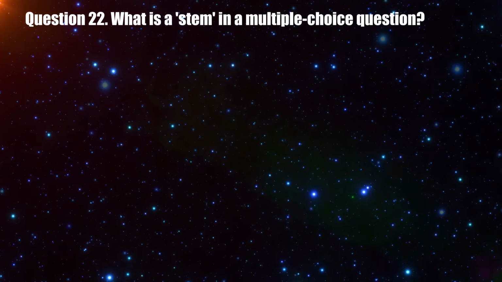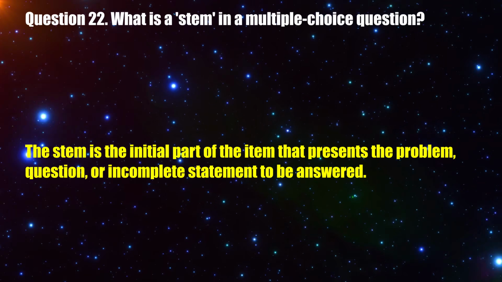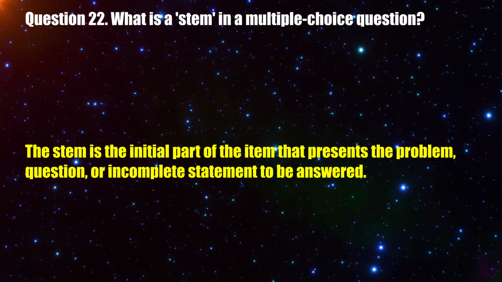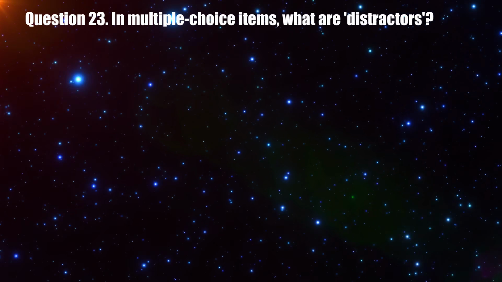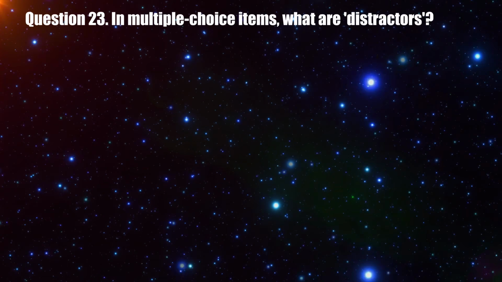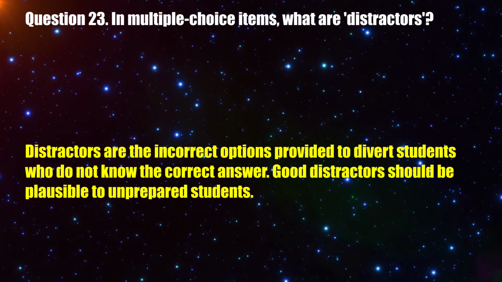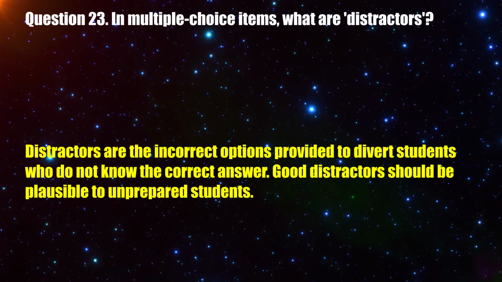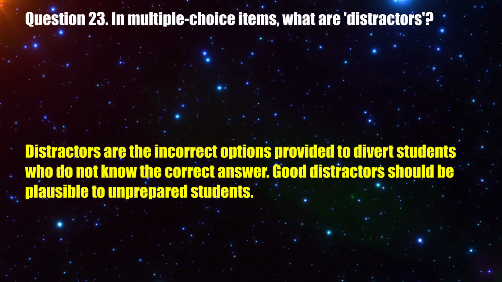Question 22. What is a STEM in a multiple-choice question? The answer is, the STEM is the initial part of the item that presents the problem, question, or incomplete statement to be answered. Question 23. In multiple-choice items, what are distractors? The answer is, distractors are the incorrect options provided to divert students who do not know the correct answer. Good distractors should be plausible to unprepared students.